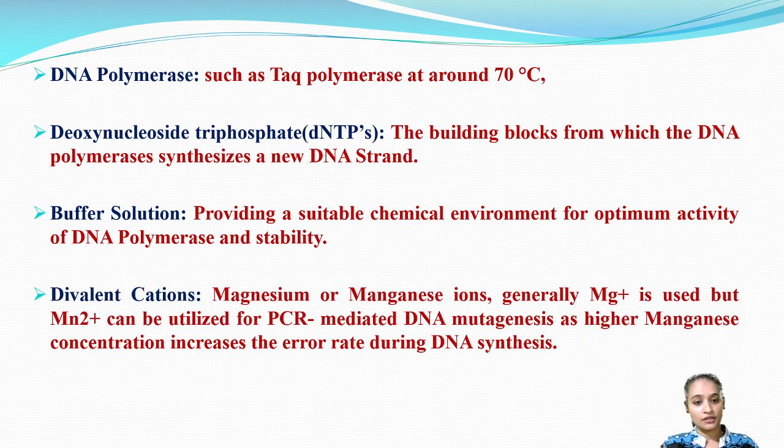Divalent cations. So magnesium or manganese ions. Generally MgCl2 is used, but manganese can be utilized for PCR mediated DNA mutagenesis, because at a higher concentration of manganese, it increases the error rate during your DNA synthesis. That's why we want to use magnesium chloride instead of manganese.